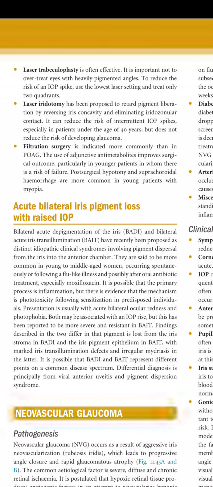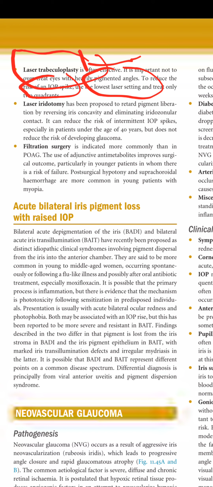It is important not to overtreat eyes with heavily pigmented angles. To reduce the risk of IOP spike, use the lower laser setting and treat only two quadrants. So we use only the lowest laser setting and two quadrants, because trabeculoplasty can liberate so much pigment that it will cause acutely elevated IOP.